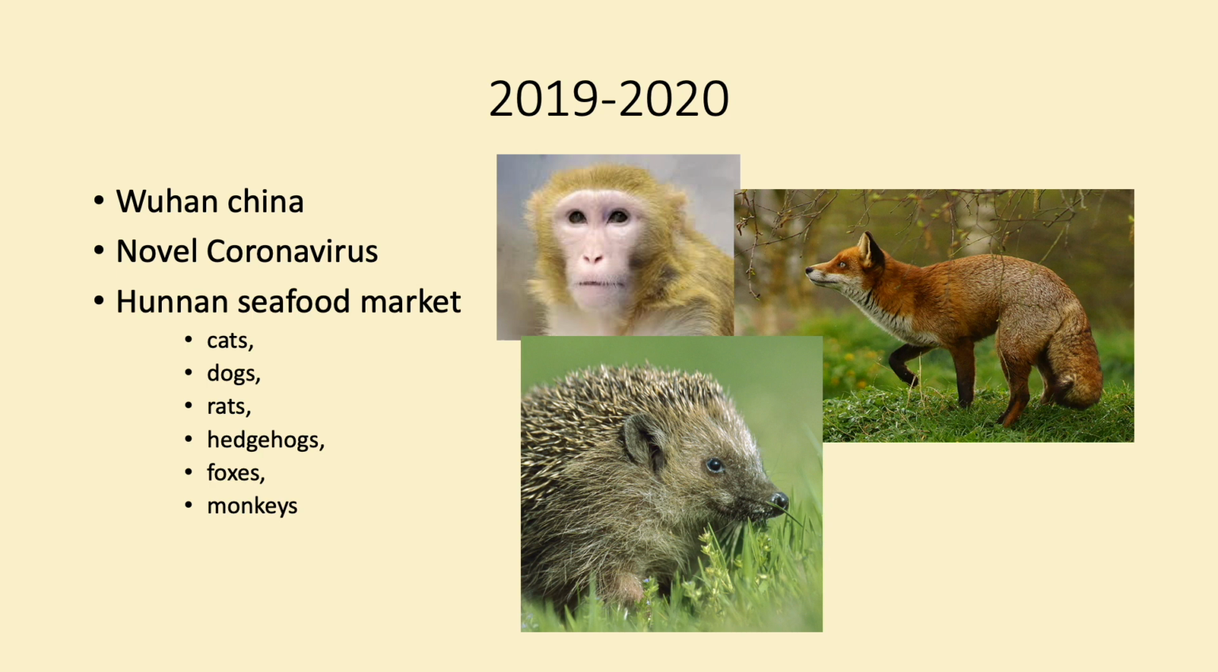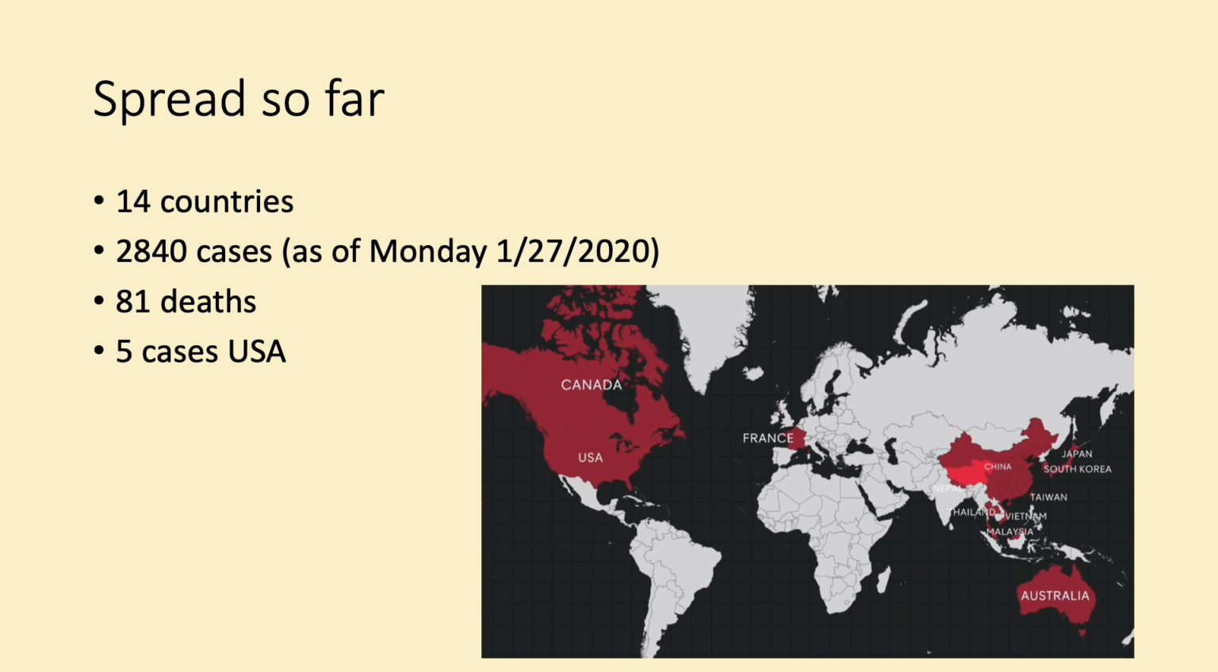The Hunan seafood market not only sells seafood but also various wild animal meats ranging from hedgehogs, foxes to monkeys. The current outbreak has now spread to other parts of the world, affecting so far a total of 14 countries, a total of 2,840 cases as of Monday, 27th of January, 81 deaths, and 5 cases in the United States.